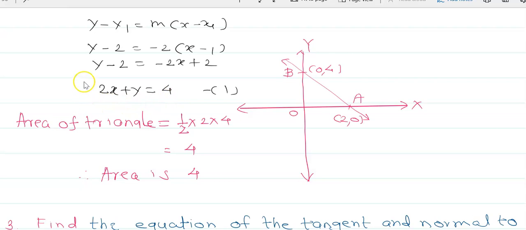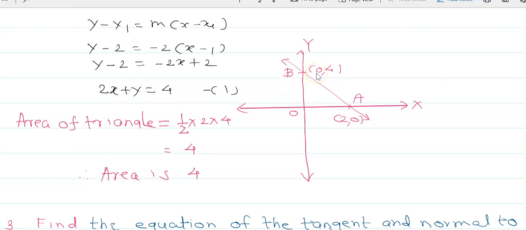Now, we want to find the triangle formed by this line and the coordinate axis. If you see this, when this line touches the x-axis, then y is equals to 0, then 2x is equals to 4. Therefore, x is equals to 2. Therefore, the line touches this point. And when it touches the y-axis, x is equals to 0 and y is equals to 4.